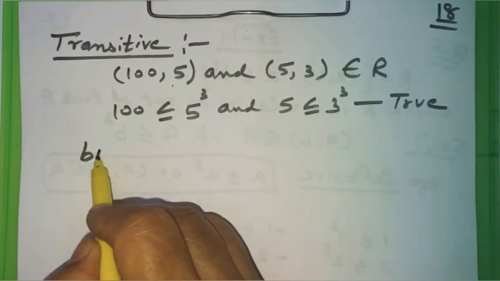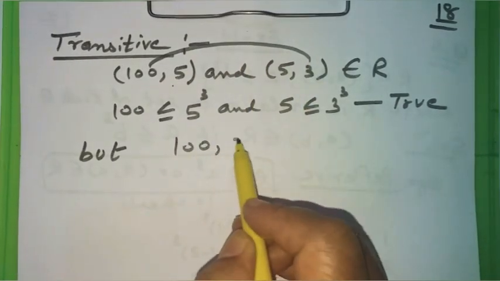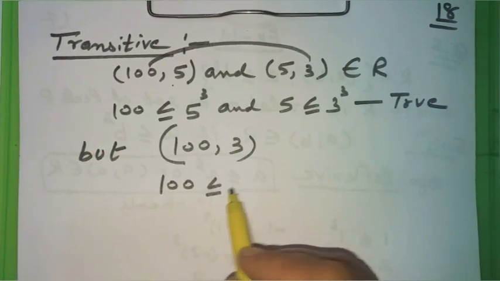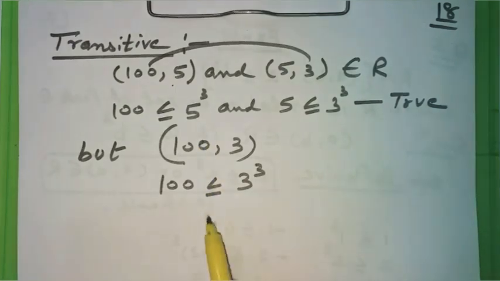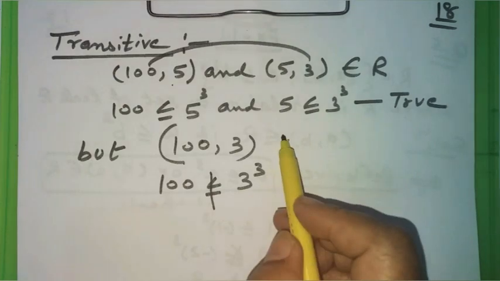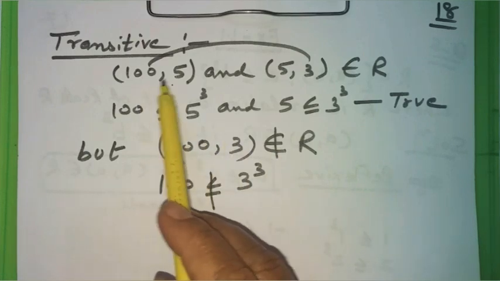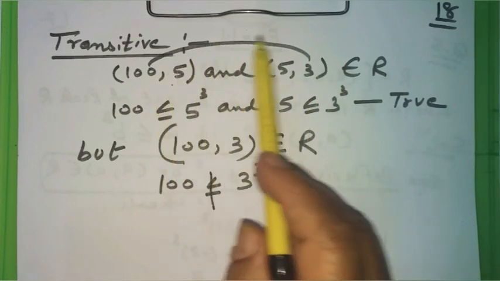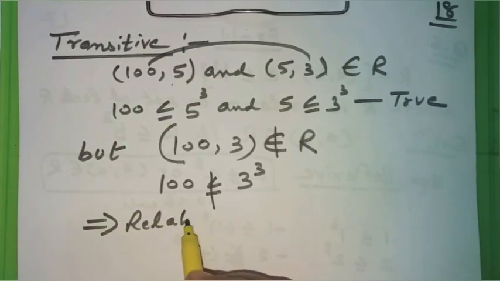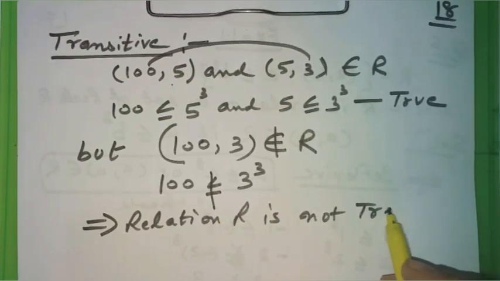But please check, is the transitive ordered pair (100, 3) belonging to R? It will belong to R if 100 is less than or equal to 3 cube. Is it so? Is 100 less than 27? No. So 100 is not less than or equal to 3 cube, and therefore (100, 3) does not belong to R. So although (100, 5) and (5, 3) belong to R, (100, 3) does not belong to R. This implies the relation R is not symmetric, not transitive.